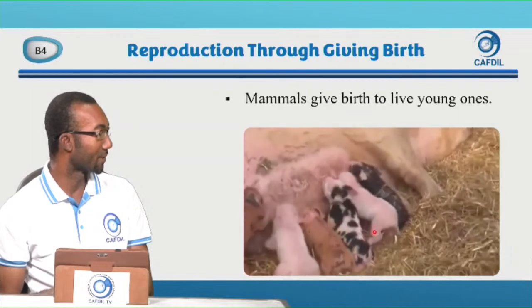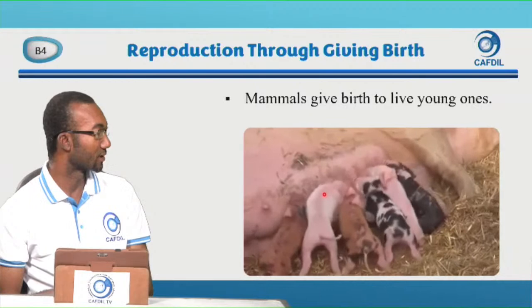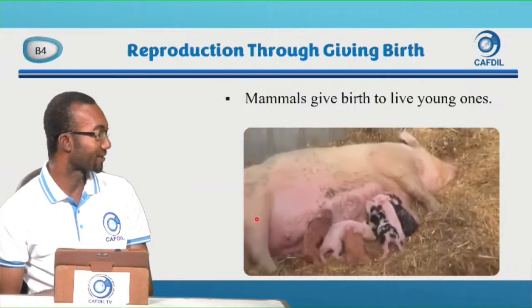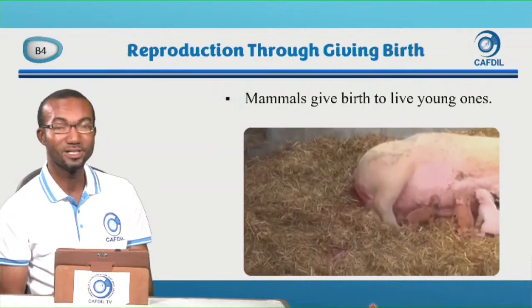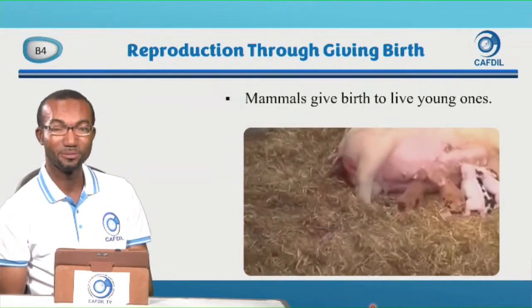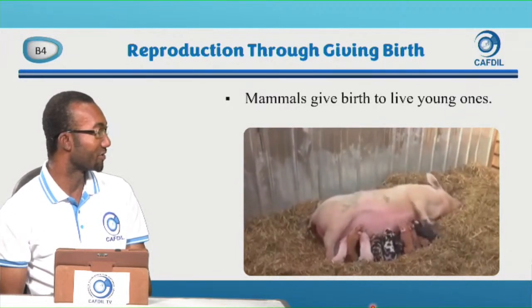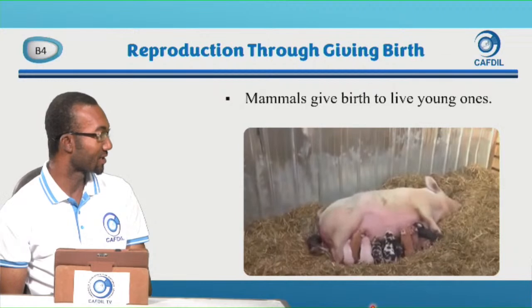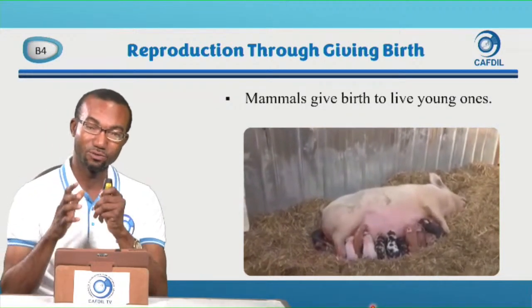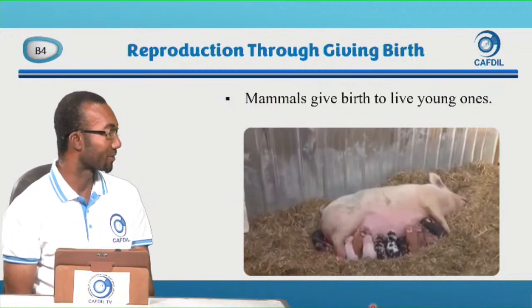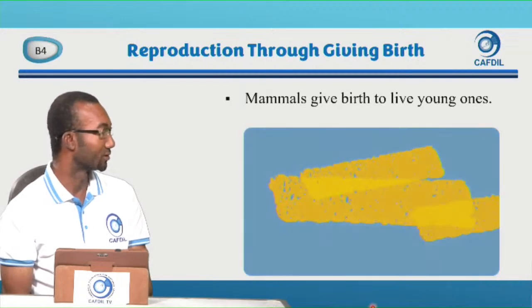So we have how many here? About six piglets here. They are all fighting for milk. And as we said, mammals, they feed on milk. So this pig has also given birth. They all came from the mother's womb. They all spent some time in their mother's womb. And when they matured, they came.